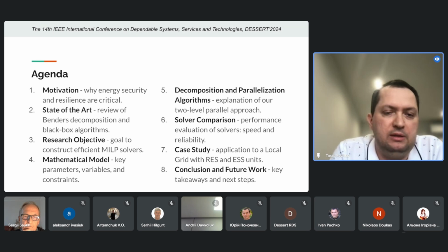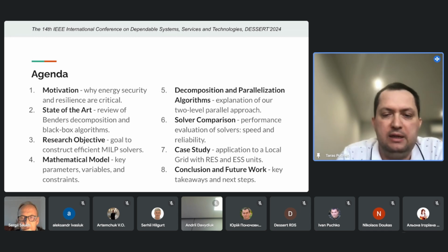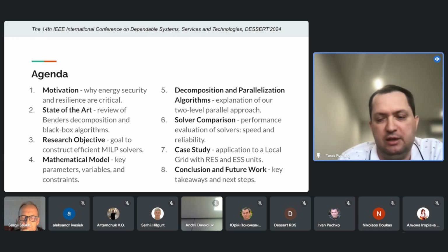Next, we'll dive into the mathematical model we used, followed by the detailed explanation of the decomposition and parallelization algorithms. After that, we'll compare the performance of different solvers in terms of speed and reliability. Finally, we'll walk through a case study and conclude with the key insights from our work and discuss potential future research directions.